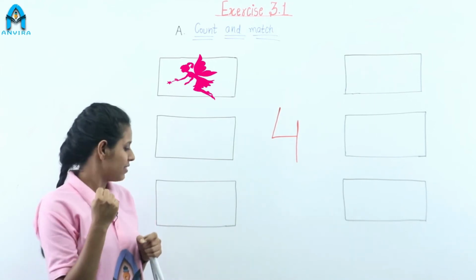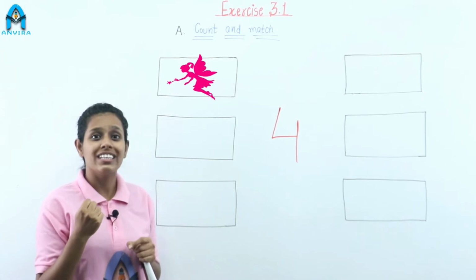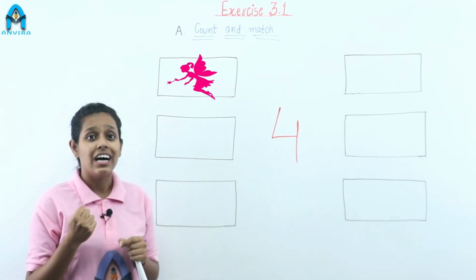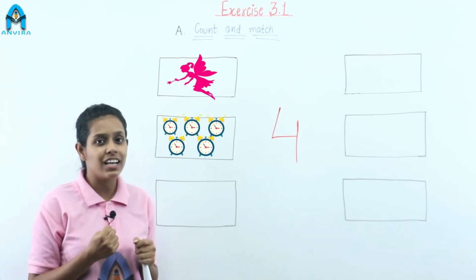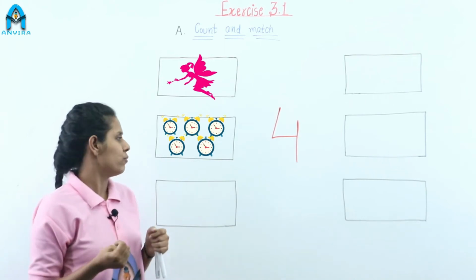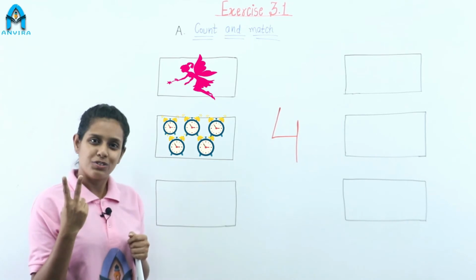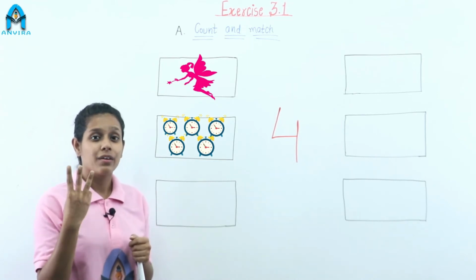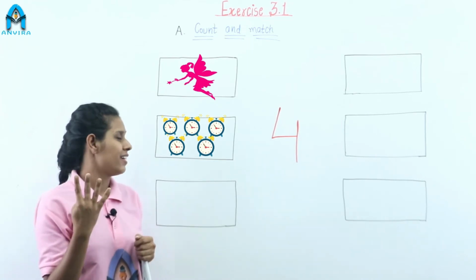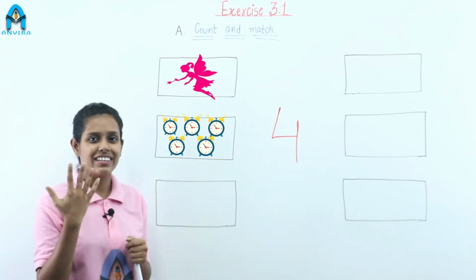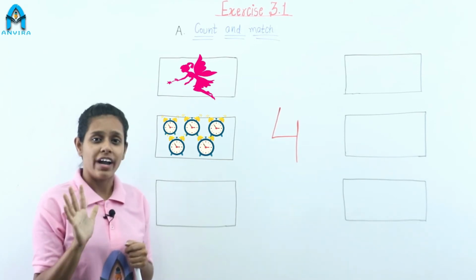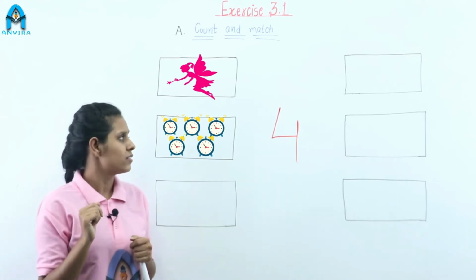1 ferry. Now, look at the next picture. Alarm clocks. How many alarm clocks? Let's count. 1, 2, 3, 4, 5. 5 alarm clocks.